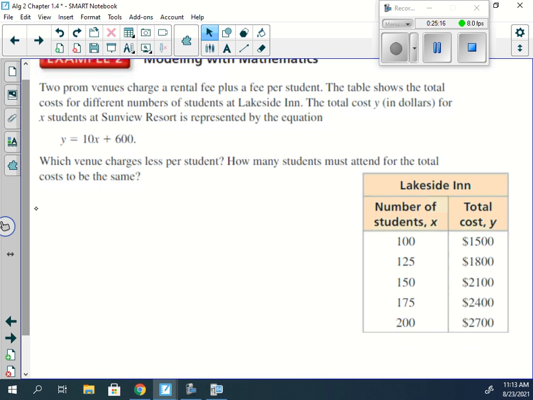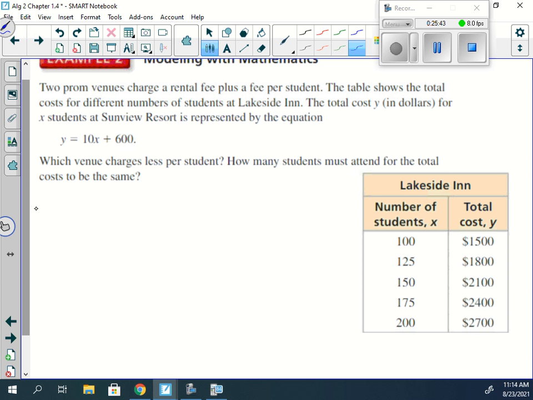The table shows the costs for different numbers of students at Lakeside Inn. The total cost y in dollars for x students at Sunview Resort is represented by this equation. So we want to find out two things. One, which is cheaper per student, and two, how many students must attend for the total cost to be the same. So we look at this here.